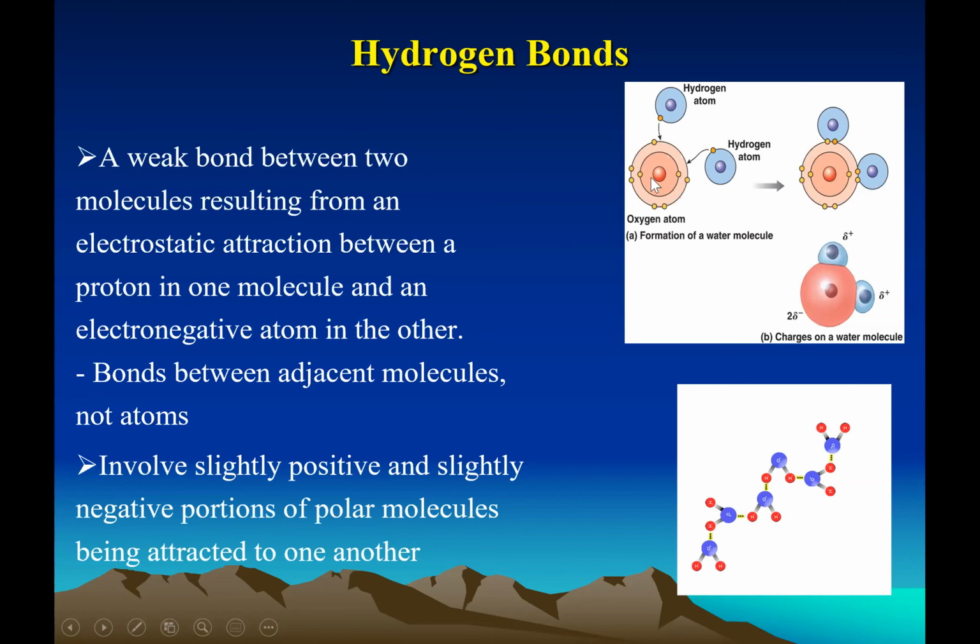Oxygen is very electronegative, meaning when it is sharing these electrons, it has a pull on the electrons towards it. And because of that, oxygen has a partial negative charge on one side here, whereas the hydrogen has a partial positive charge. So this symbol means partial.